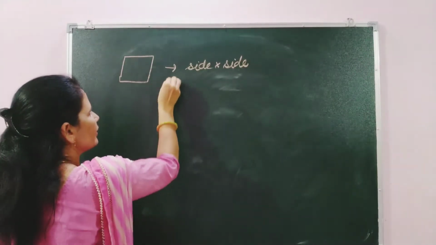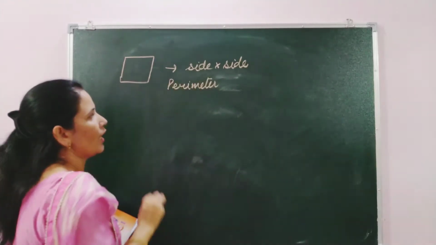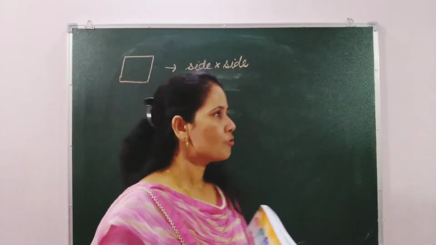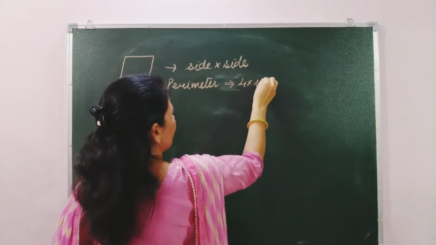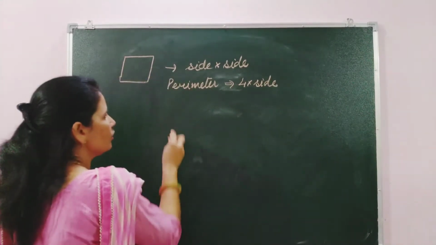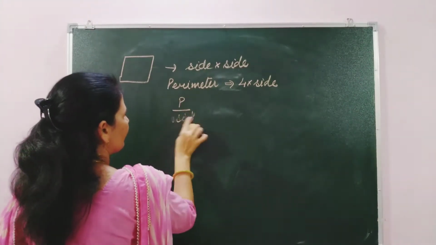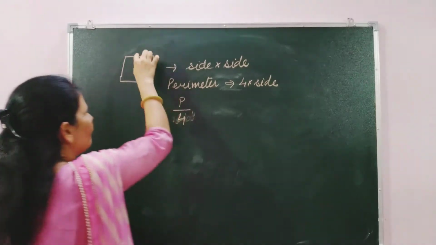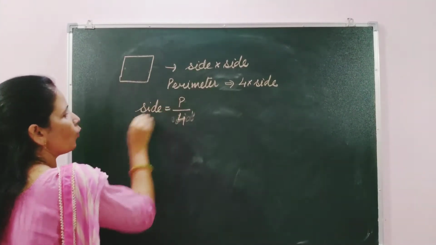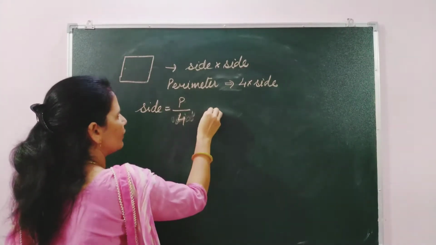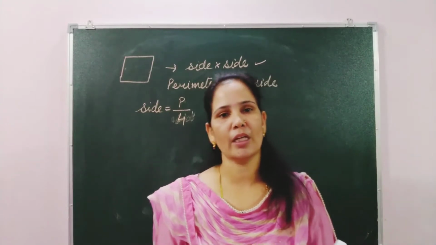Students, if the perimeter of the square is given, then how to find out the area? We know very well the perimeter is 4 multiplied by side. So first of all, perimeter divide by 4 because it has 4 sides. So perimeter divide by 4. By this formula, we get the one side of the square. And after we apply the formula side into side, then easily we can find out the area of square.